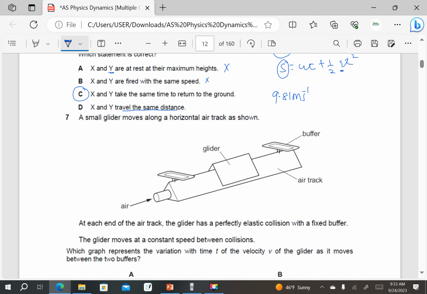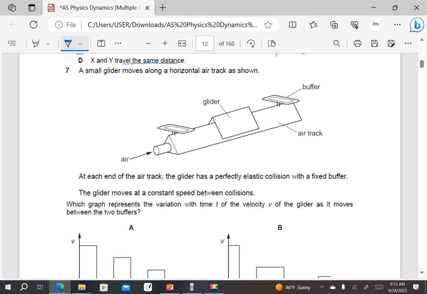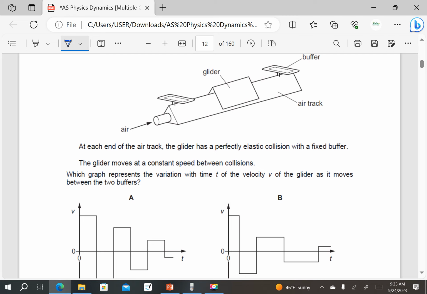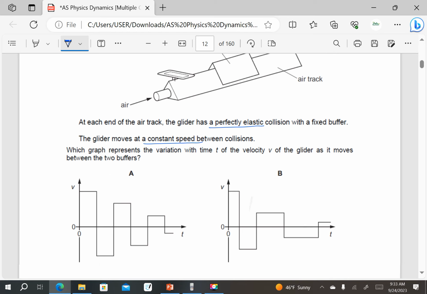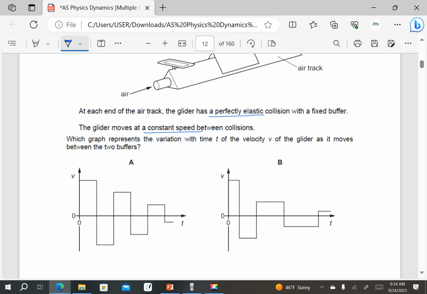A small glider moves along a horizontal air track as shown. At each end of the air track, the glider has a perfectly elastic collision with a fixed buffer. The glider moves at a constant speed between the collisions. So this means this should be a horizontal line for the velocity-time graph. Which graph represents the variation with the time t of the velocity v of the glider as it moves between the two buffers?